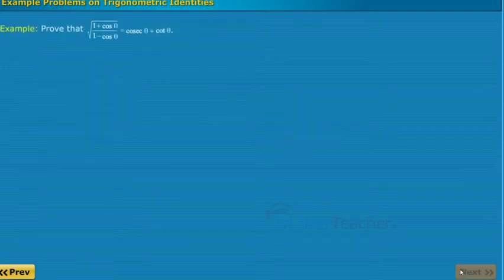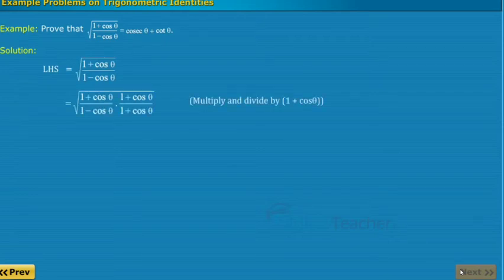Example is to prove that root over 1 plus cos theta by 1 minus cos theta equal to cosecant theta plus cot theta. Consider LHS as shown. Now, divide it with 1 plus cos theta both in numerator and denominator. Then by cross multiplying, we get as shown. Since 1 minus cos square theta is equal to sin square theta, we obtain as.